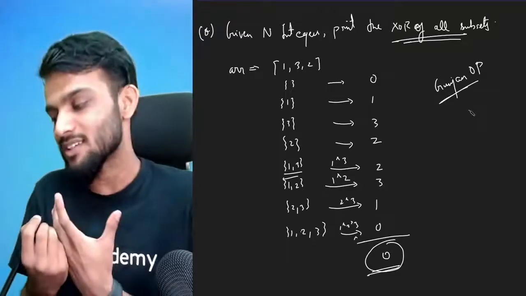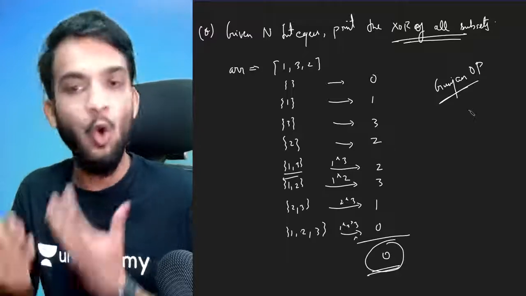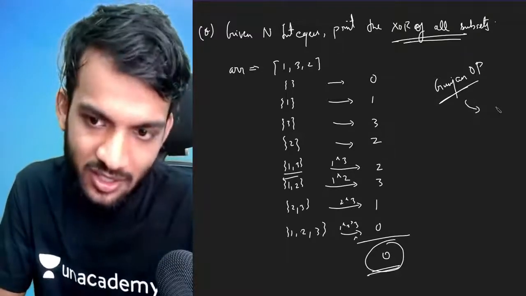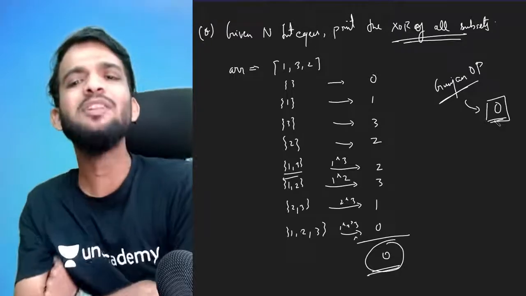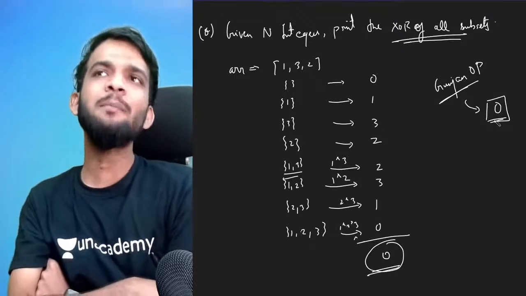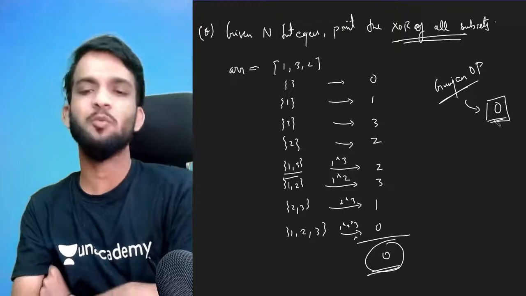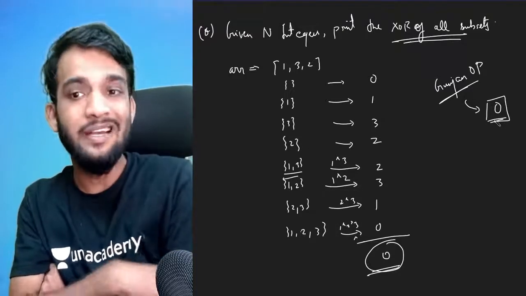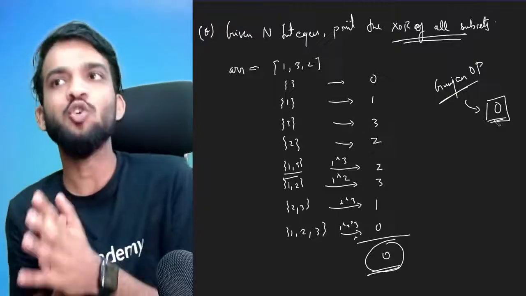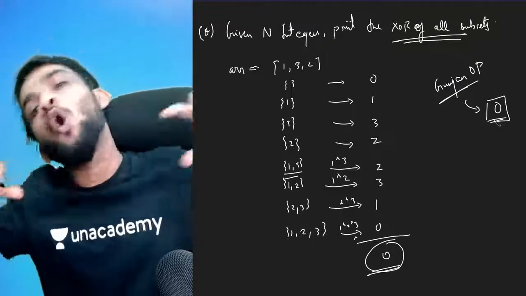He says that answer will always be 0. Why will the answer always be 0? Now, when I'm creating a subset, what am I actually doing? I'm doing a XOR of all subsets, and in each subset also I'm doing a XOR. So ultimately, I'm doing a XOR of all elements.